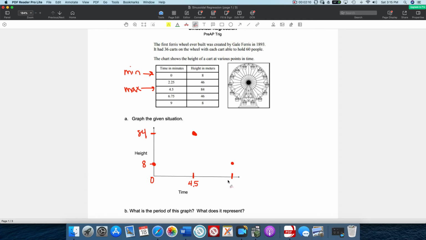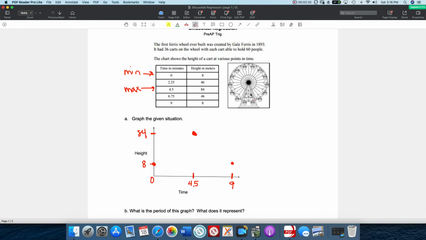Well, here's how you do it. Okay? This distance from this minimum to maximum is 4.5. Well, that means this distance has to be the same. So it also needs to be 4.5. So if I add 4.5 and 4.5, I get 9, which is the point that was given to us, but that's not always going to happen.